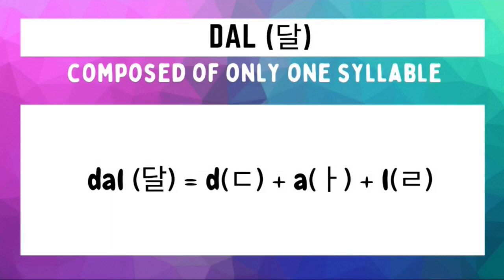Now, how do we write dal in Hangul? This is composed of just 3 characters. The first character is tikut, the second character is a, and the third character is real. And then, to be able to write the Hangul of dal, we just need to combine these 3 characters. So again, tikut, a, plus real is dal.